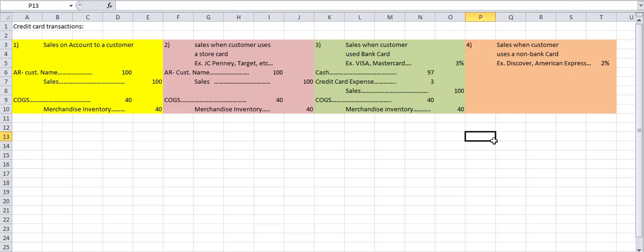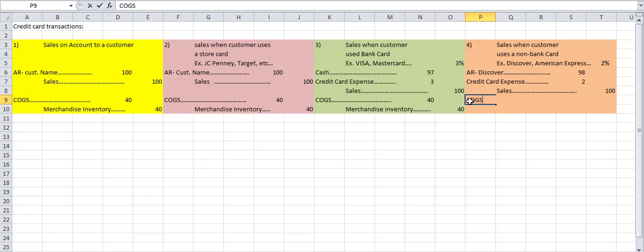So when a customer comes in and uses their Discover card, Discover now becomes our customer. So we would debit accounts receivable, Discover, because we now need to collect money from Discover. And let's say we're going to get $98 from them at some point. We still are incurring a fee to Discover. We just aren't getting the money instantly like we do with Visa or MasterCard. And then we're going to credit sales for the $100.